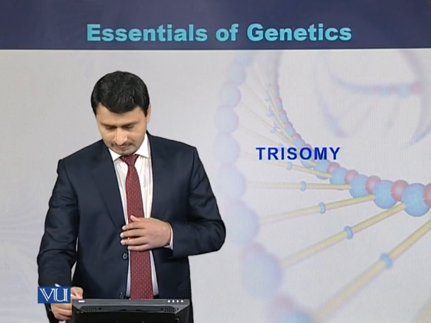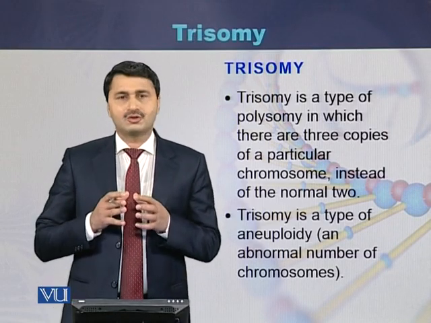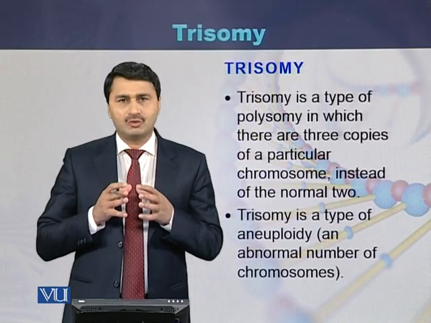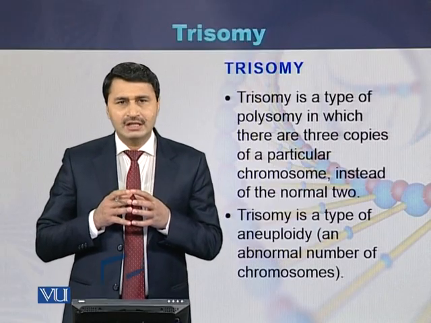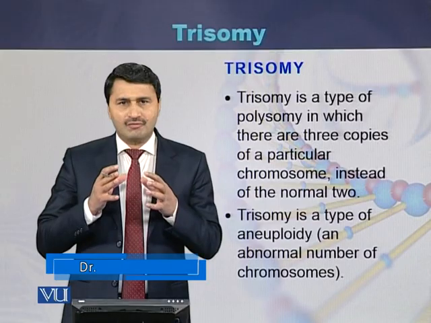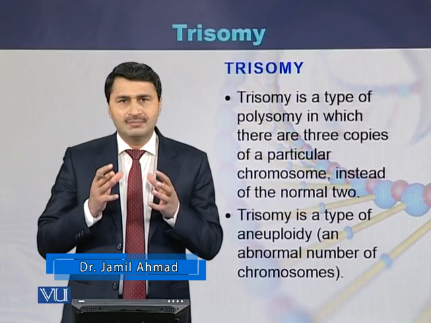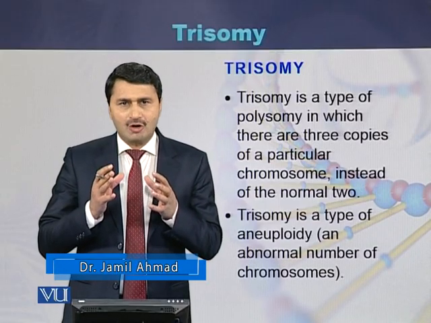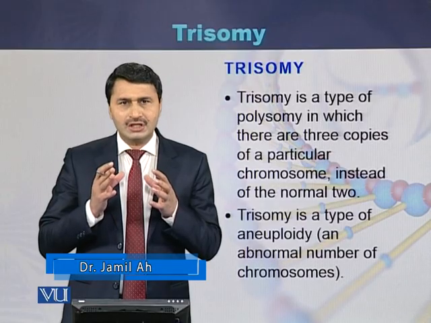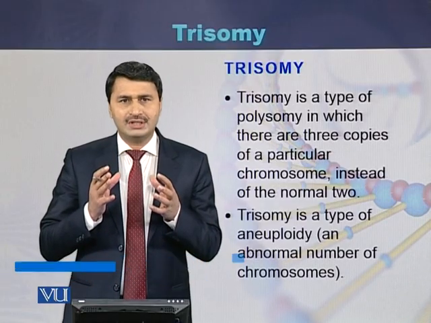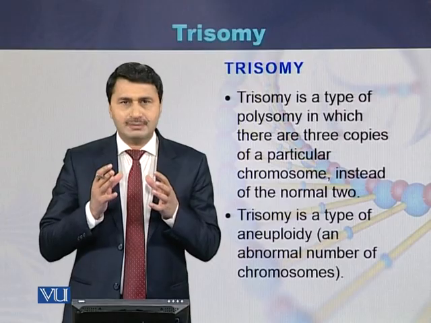Trisomy. Trisomy is the type of polysomy in which we see three chromosomes of a particular chromosome. There are three copies of a particular chromosome instead of the two copies if the individual is diploid.